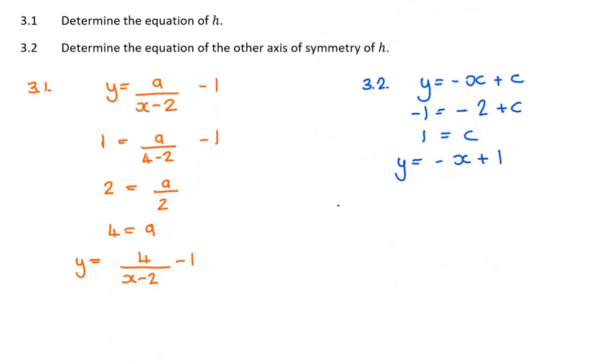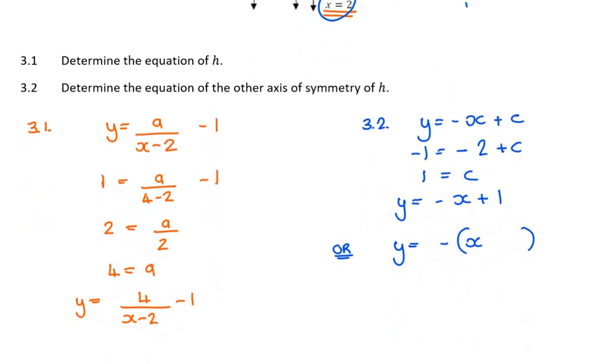Okay, or if you prefer the other method, your axis of symmetry should be at negative x, except whatever movements happen to the graph happen to the axis of symmetry. So it's negative x, and I moved 2 units right, 1 unit down. Now if I multiply out, I get negative x plus 2 minus 1, and what do you know? I get exactly the same answer.